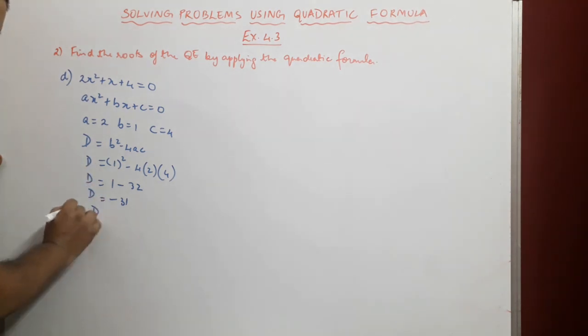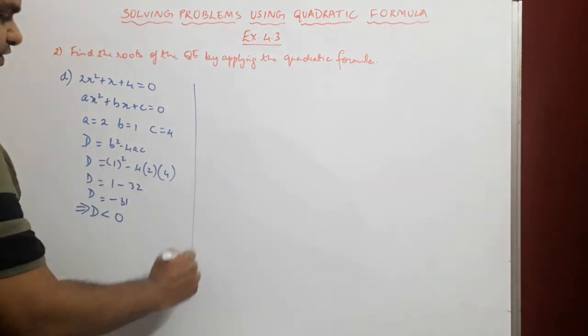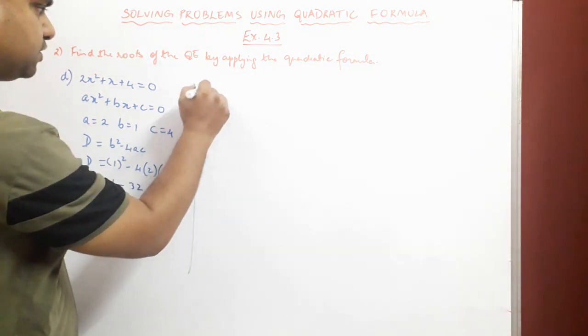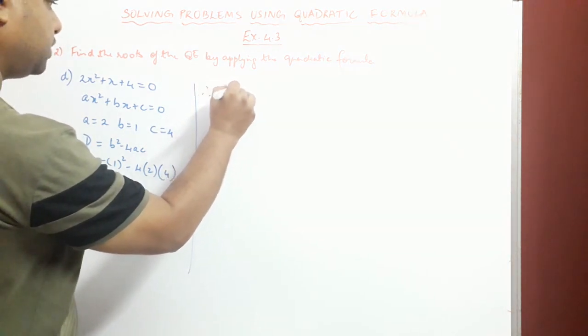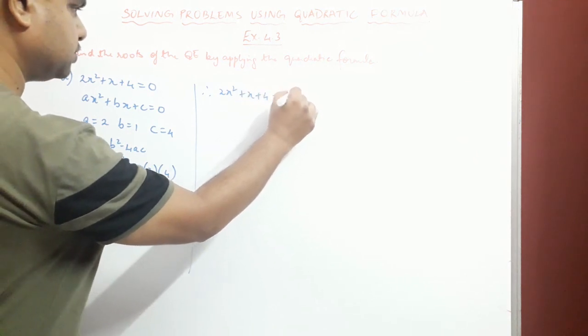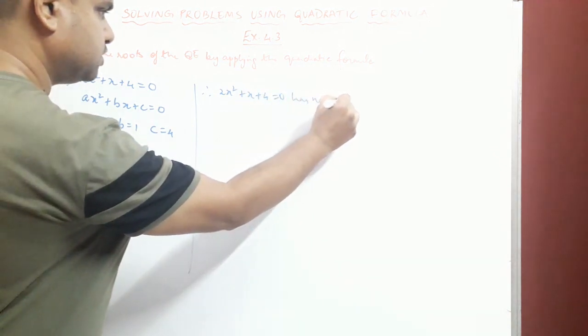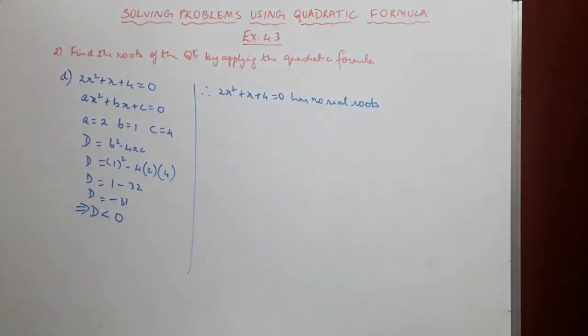This implies that D is less than 0, and if D is less than 0, we can conclude therefore 2x square plus x plus 4 equal to 0 has no real roots. Correct? With this we finish solving problems under question 2 from exercise 4.3.